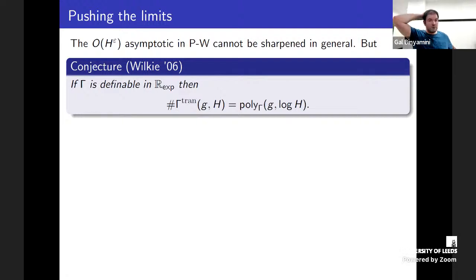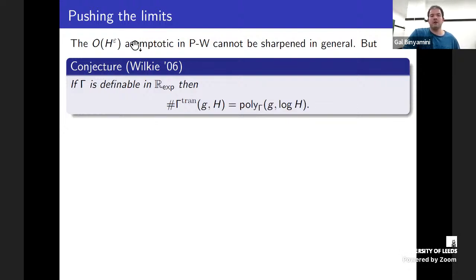Okay, so the goal is to push the limits of this Pila-Wilkie theorem. And the first thing to note is that you cannot push these limits in general. That's the asymptotic that we get in Pila-Wilkie, and there are counterexamples that show that you can't do much better than this. For every sequence that is slower than H to the epsilon for any epsilon, you can actually find a set that has at least this many rational points of height H. So you cannot hope to improve the Pila-Wilkie theorem.